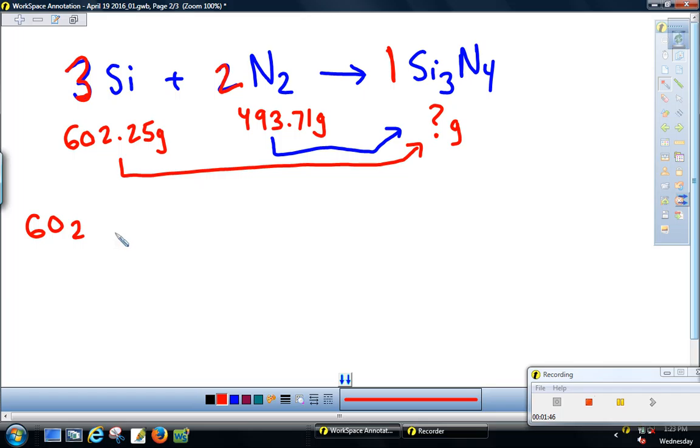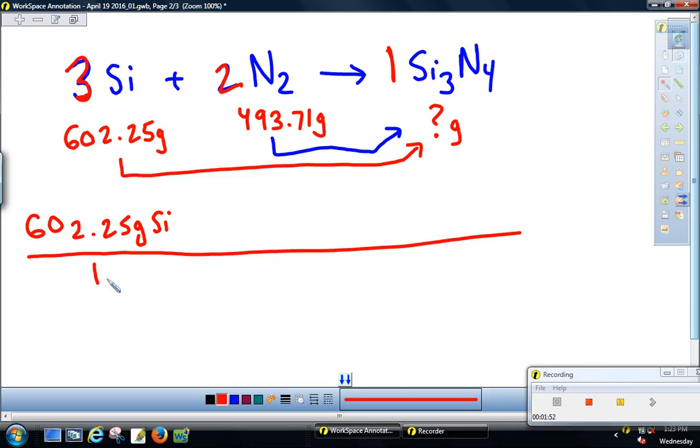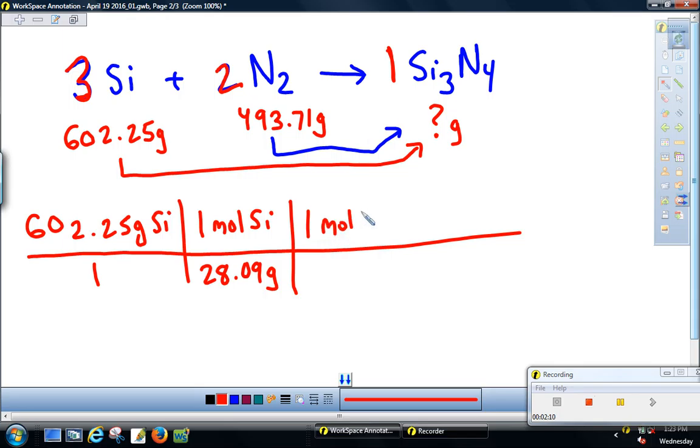602.25 grams of Si. We take what we know and put it over top of 1. We have to convert that into moles, and 1 mole of silicon is 28.09 grams. We're converting into product, and so the mole ratio is 1 mole of product can be produced by every 3 moles of silicon. So there's a 1 to 3 ratio. We're going to make one third the number of moles of the product as we start out with of the reactant.